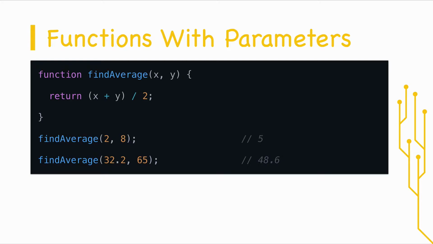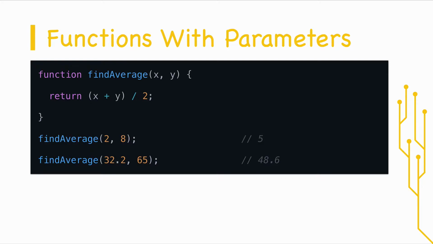So when we call the function with these two values this time, again, 32.2 is represented by the parameter named x, and 65 is represented by the parameter named y. And inside the function, we add these two values together and divide it by 2. So similarly, in the second function call, 32.2 and 65 should be added together and divided by 2. And that is the value that should be returned with our code.